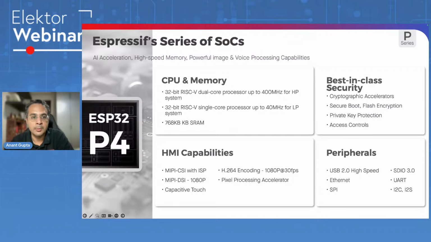It has an on-chip memory of 768 kilobytes. It has expandable PSRAM, which can be up to 32 megabytes. So there is no shortage of memory for any of these memory-intensive applications like video processing.